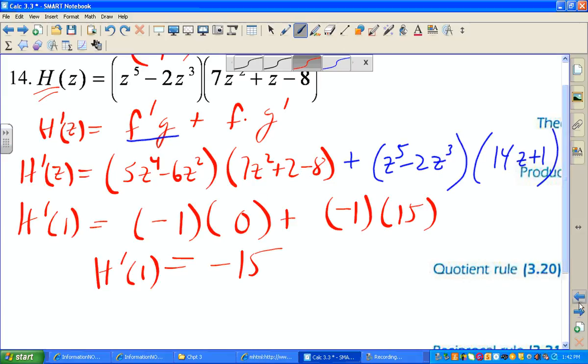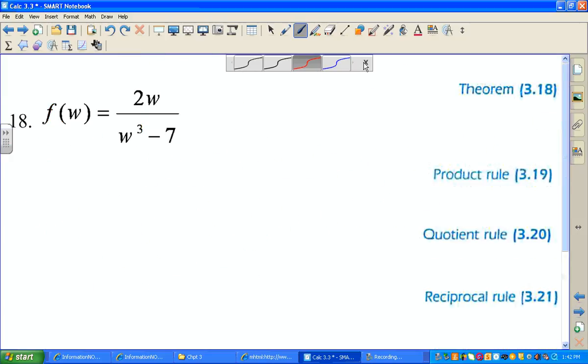So I have the product rule. We've done a product, a power, a sum, and a difference. Quotient.